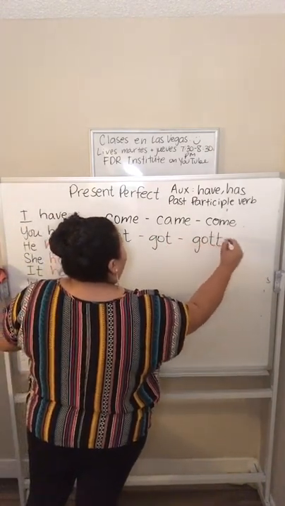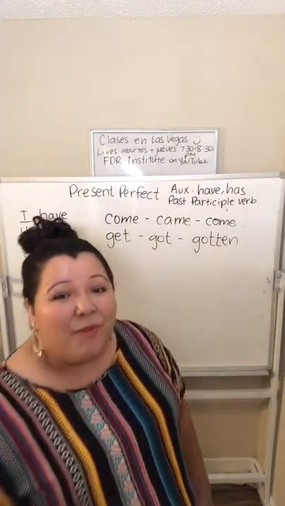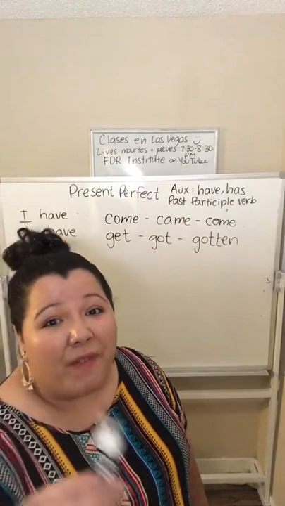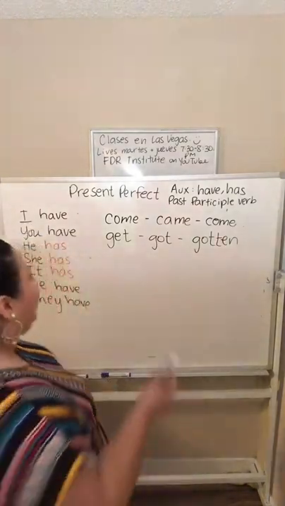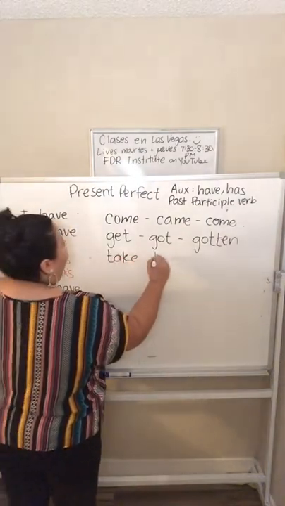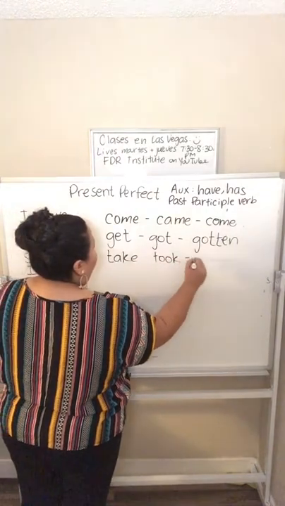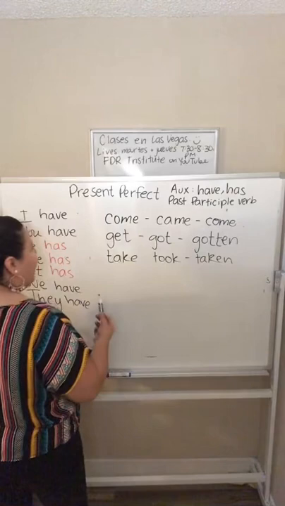Now, I teach American English. Pero en Reino Unido dicen get, got, have got. In American English, typically we say gotten. So, gotten, right? So it just depends. Take, en pasado took, y luego taken, como la película de Liam Neeson, taken.